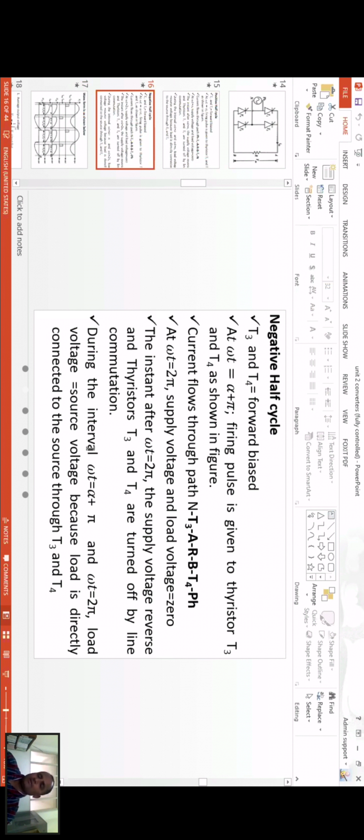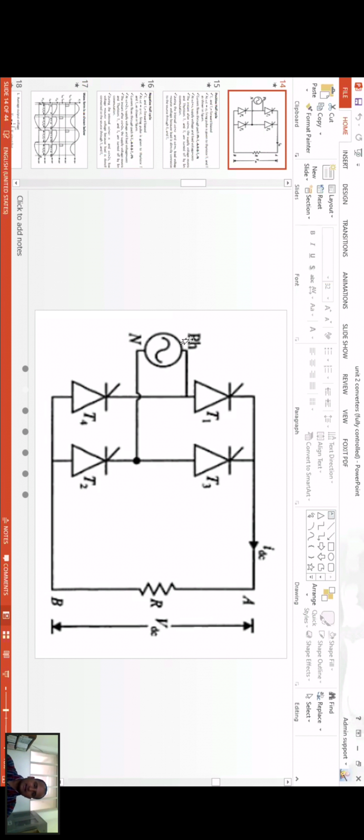Similarly, for the interval omega t from alpha plus pi, the load voltage will be equal to the source voltage, because the load is directly connected to the source. In this case, the load is connected to this source.